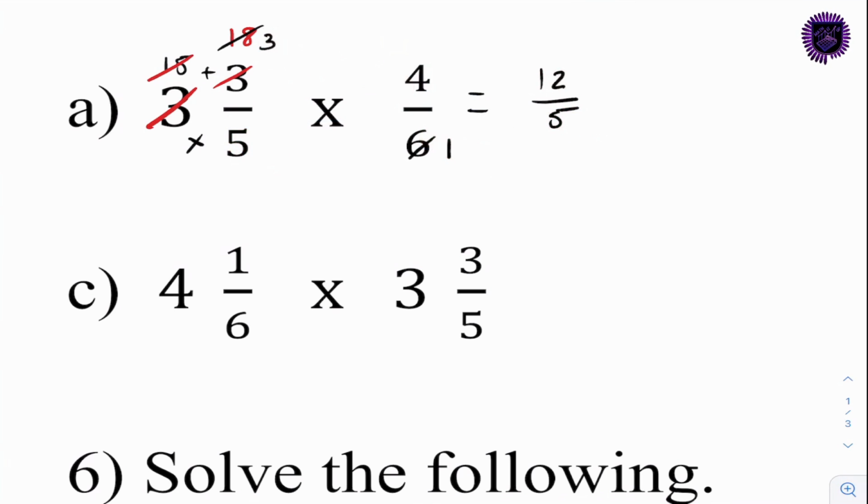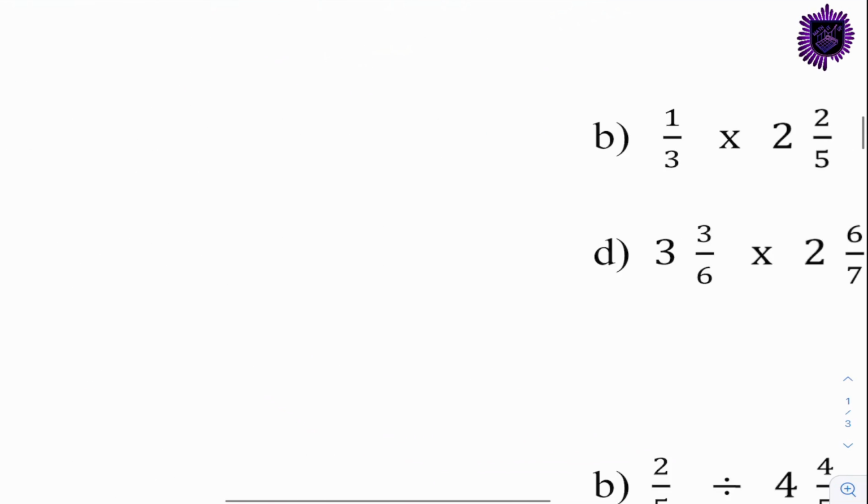Now I'm left with an improper fraction, which I will use my how many groups method. I don't know if it's much of a method. It's more of just a common routine. How many groups of 5 can I make from 12? 2 groups. How many are remaining? 2 out of 5. That's it. 2 and 2/5 is our answer.